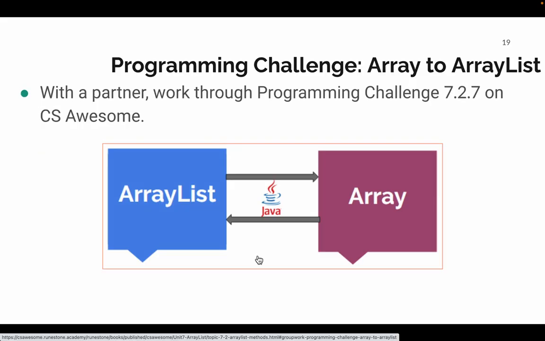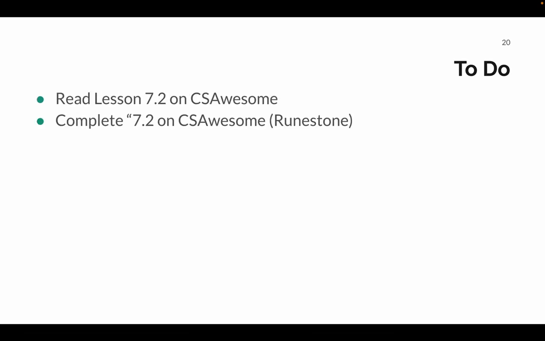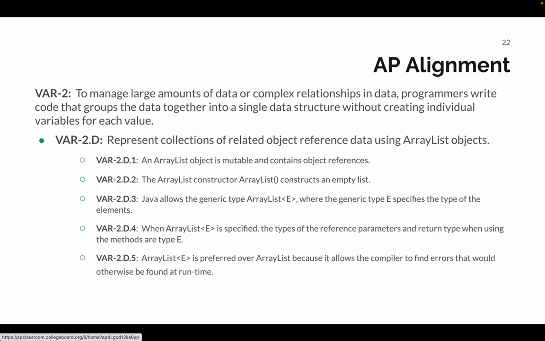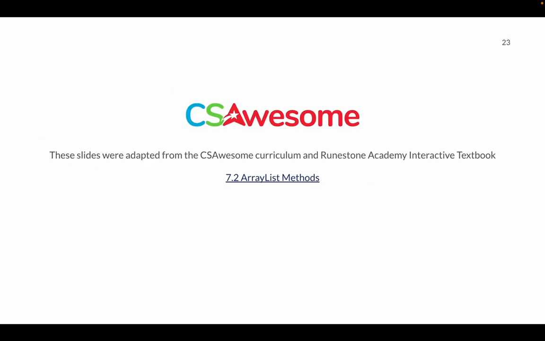So with the partner, go ahead and work through that programming challenge 7.2.7 on CSAwesome, which is also called Runestone. It's at the very end. And make sure that you do lesson 7.2. And if you need additional resources, here are the links to the daily videos 1, 2, and 3 from College Board, from the AP Classroom. I couldn't think of it for a second. All right, good luck.